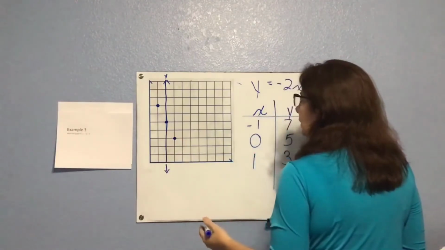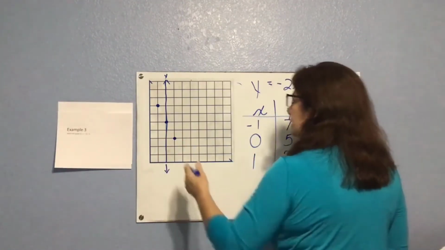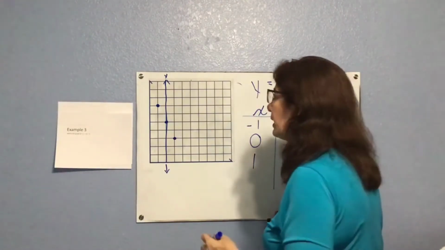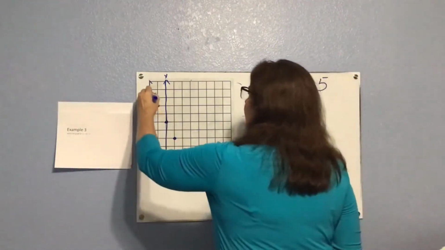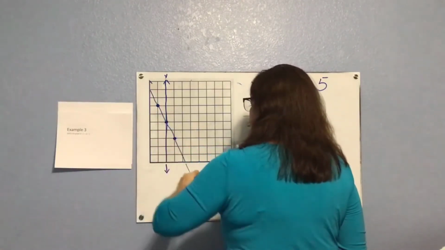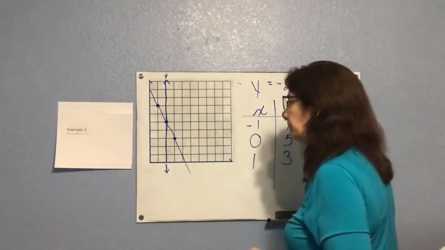I really only need 2, but it's nice to have a third one just to confirm that I'm graphing correctly. And now I can connect those to get a graph of that line. Try this on your own and work checkpoint 3.